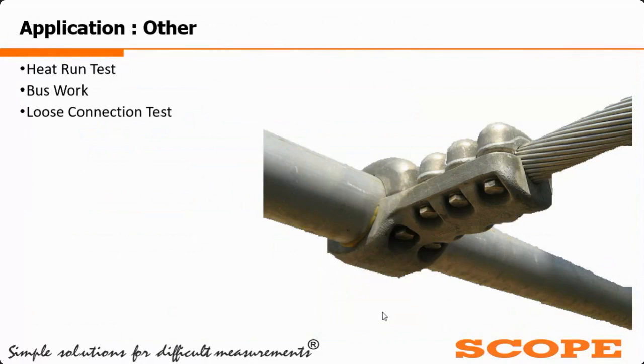Then busbar loose connection testing. Loose connection testing means where we have connected our nuts and bolts, if there is any loose connection, we can easily detect it after the injection of rated current or extra rated current. So there will be a spark at the nuts and bolts where there is a loose connection.